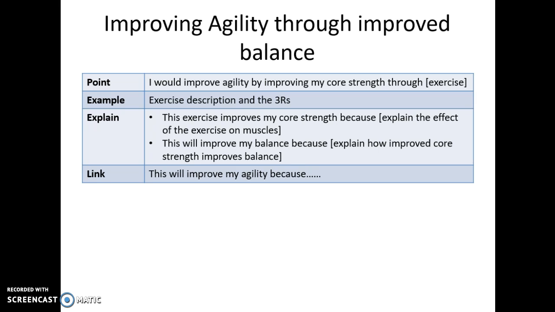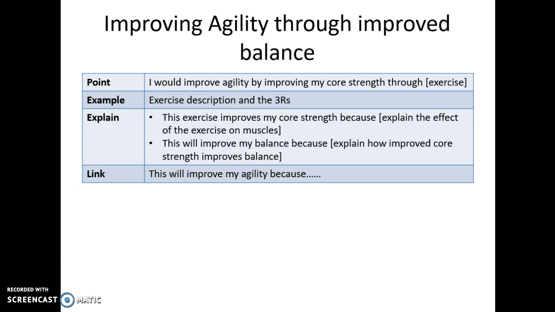So I'd improve agility by improving my core strength through, and I'm going to name an exercise. Plank's always a good one for improving core strength. Then I'm going to give a really specific example. I'm not just going to say I will perform the plank, because we need to imagine the examiner's an alien and doesn't know what a plank is. We'll then describe the plank, or at least draw a stick man if we're short on time.